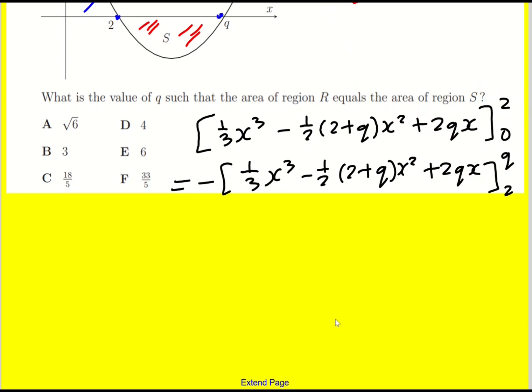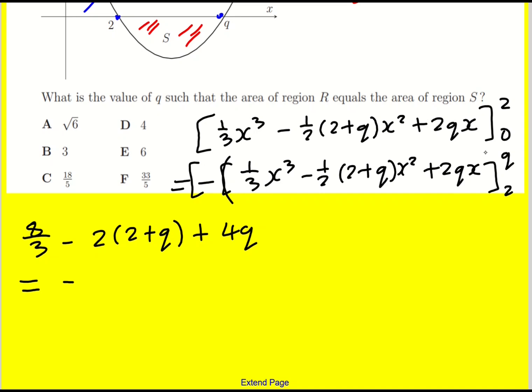Okay, and we'll just keep going, substituting the values in. So let me substitute in 2. I'm going to get 8 over 3 minus a half times 4, so it'll be 2 times (2 plus q), plus 4q. When I put in 0, I'm not going to get any extra terms. And that is then going to equal minus, and I can almost bring the minus in and put a bracket there. So I'll substitute q in with the minus, and I'll minus the same thing with the 2.